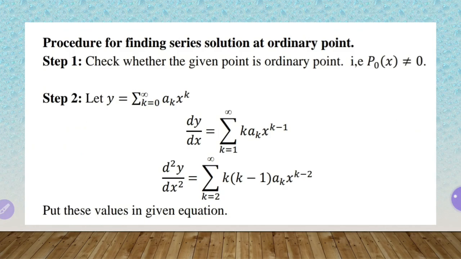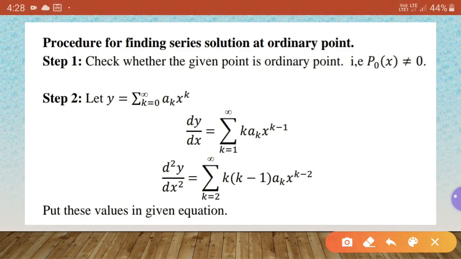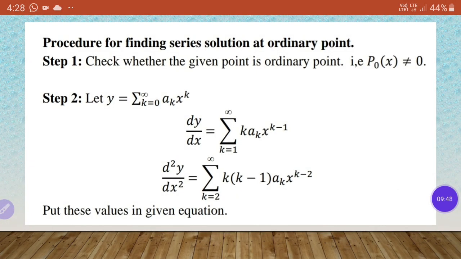Then, the procedure for finding a series solution at an ordinary point. The first step is to check whether the given point is an ordinary point or not. The ordinary point check is p0 of x not equal to 0.